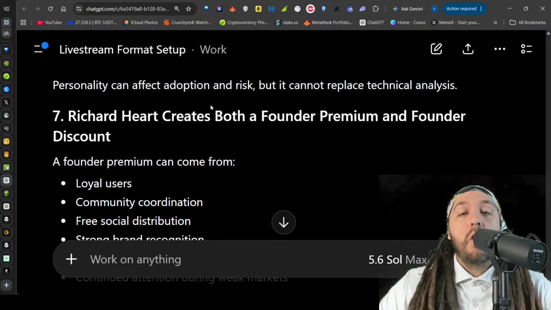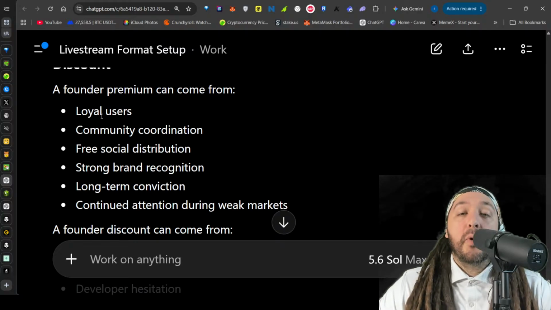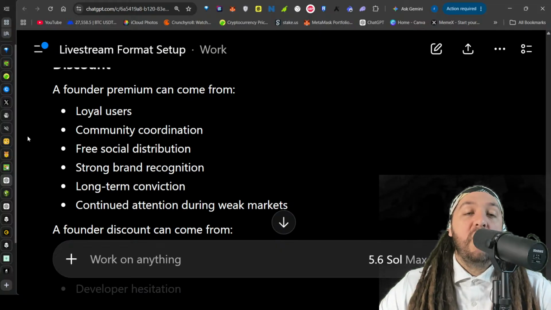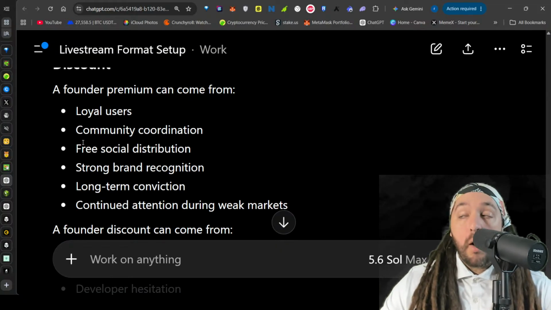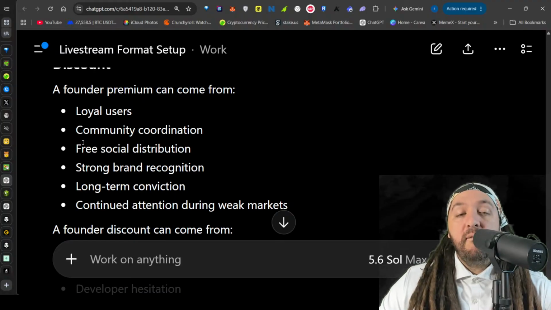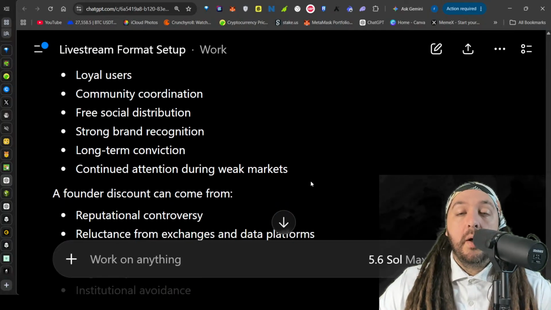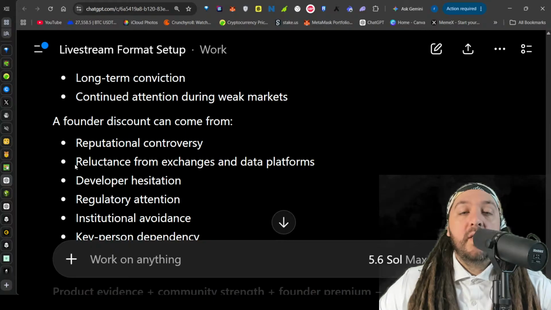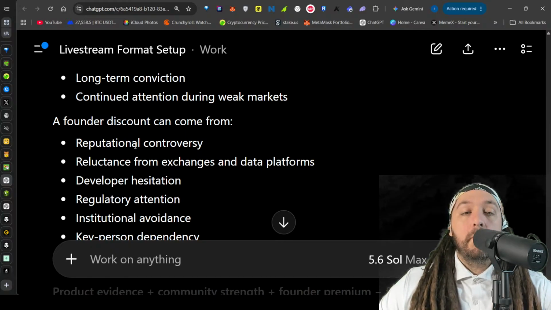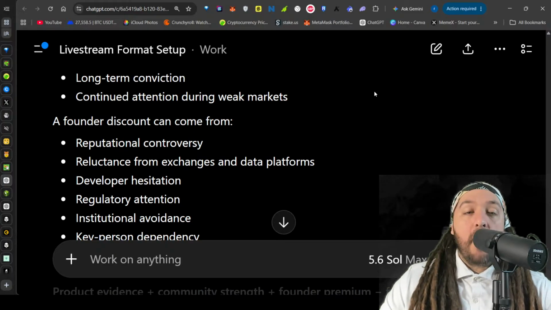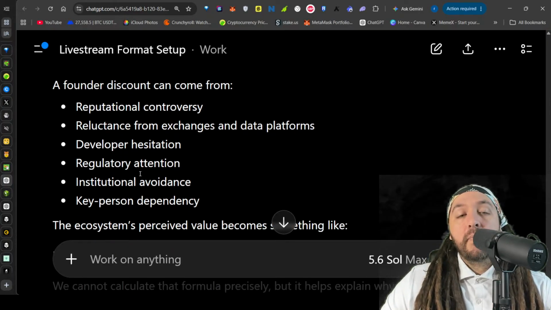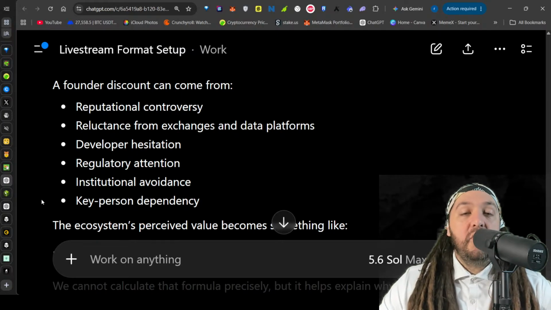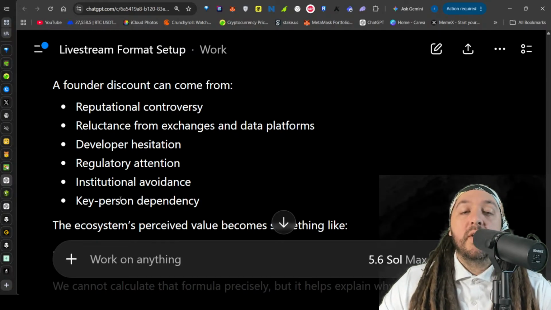Number 7. Richard Hart creates both a founder premium and a founder discount. A founder premium can come from loyal users, right? People who like what he's saying, community coordination, free social distribution, strong brand recognition, right? Long-term conviction and continued attention during weak markets. A founder's discount can come from reputational controversy, reluctance from exchanges and data platforms to put HEX on the main page or really out at all, developer hesitation, regulatory attention, institutional avoidance, or key person dependency.